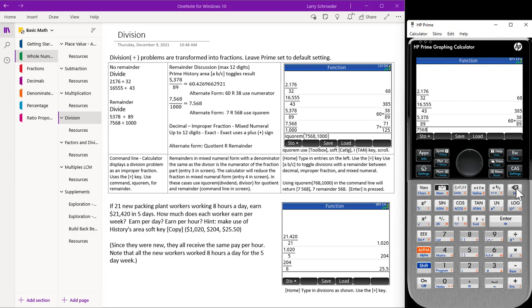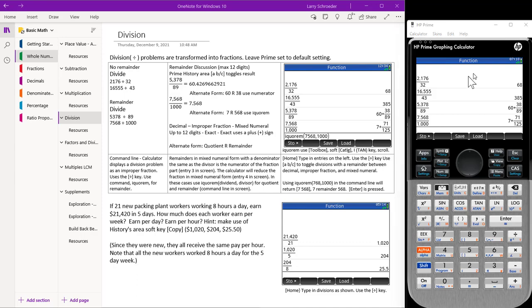7,568 divided by 1,000. We could have taken a shortcut since we're dividing by 1,000 and just written this out directly. But let's press the ABC button, improper fraction, press it again, and we see that this is true. 125 is not the same as 1,000. So we'll need to use a function to work this problem.